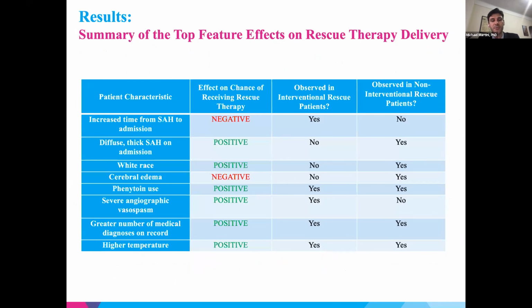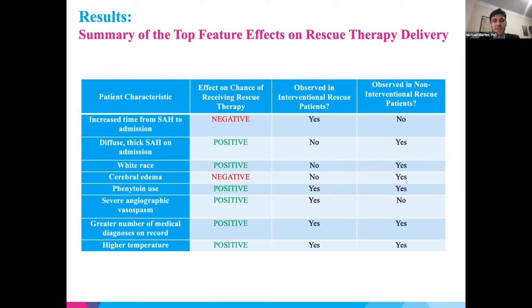For improved legibility, here's a summary of the data from this analysis. Typically, we found that the time from bleed to admission was the most important feature for determining which patients received rescue therapy. In particular, there was a lower predicted chance of receiving it after a greater lapse of time between the bleed and admission. Conversely, patients with white race, diffuse thick subarachnoid hemorrhage, and no cerebral edema typically had a higher predicted chance of receiving rescue therapy.